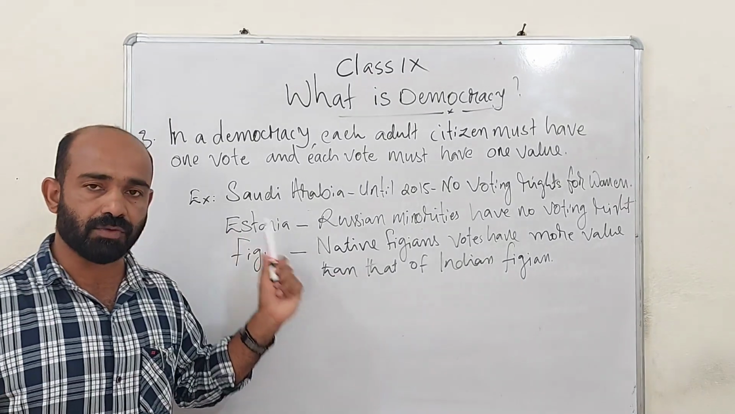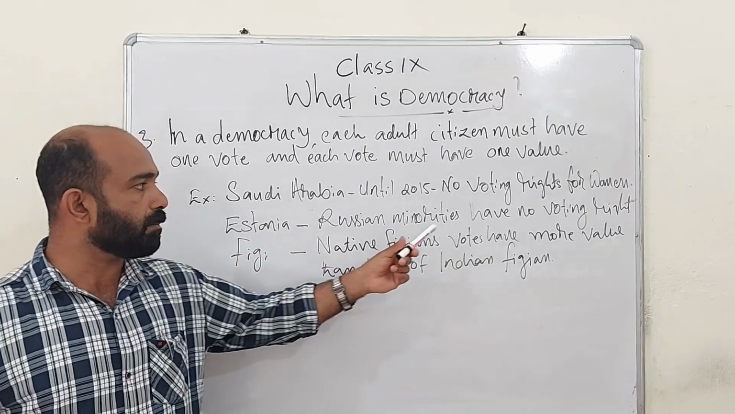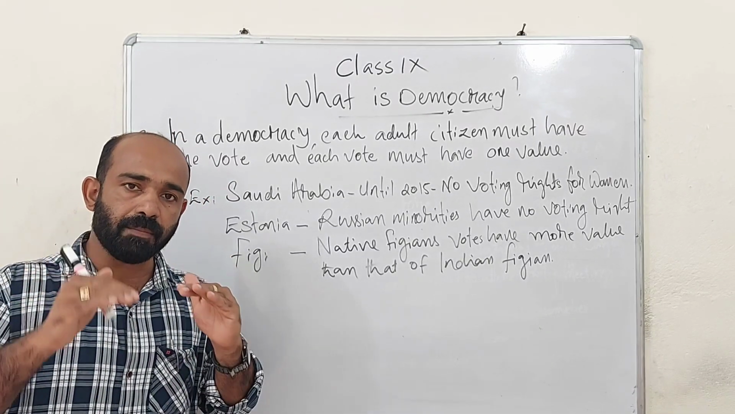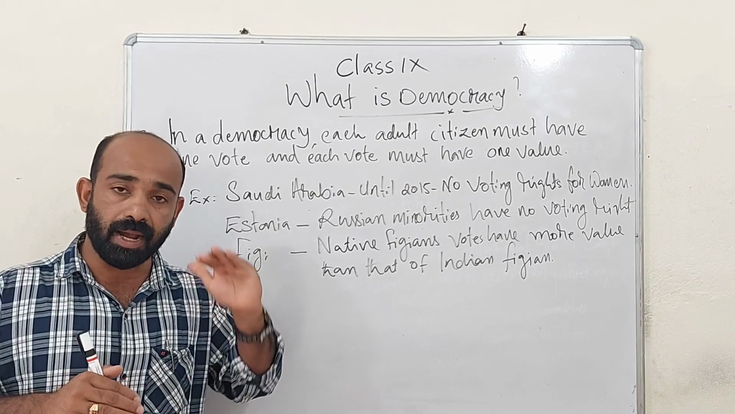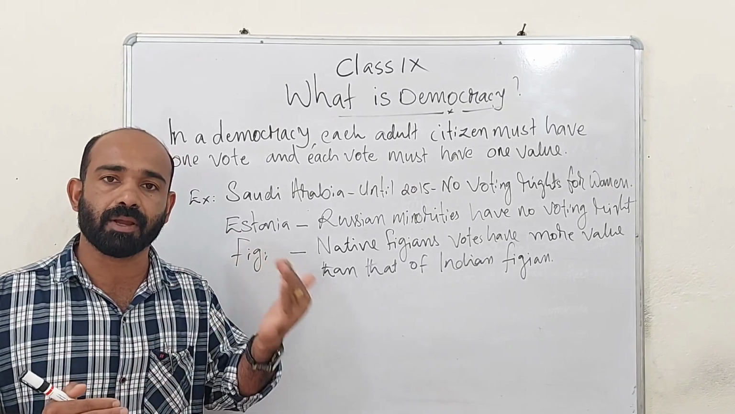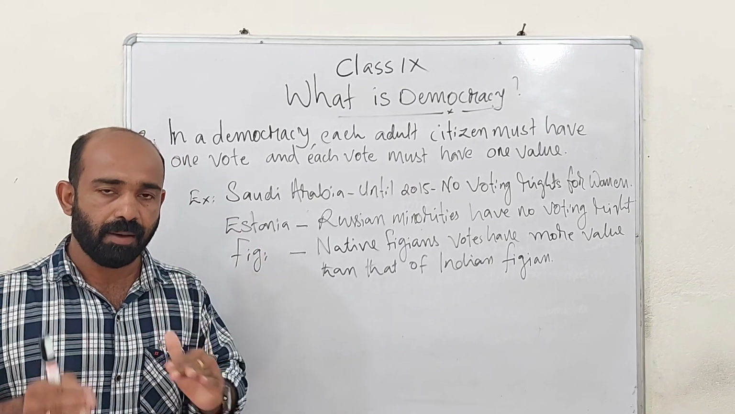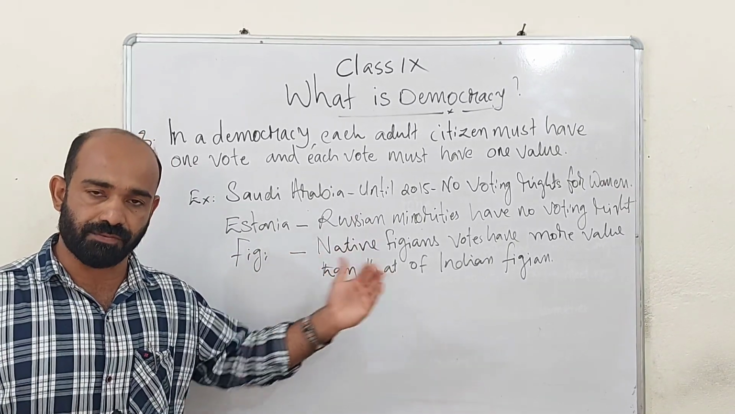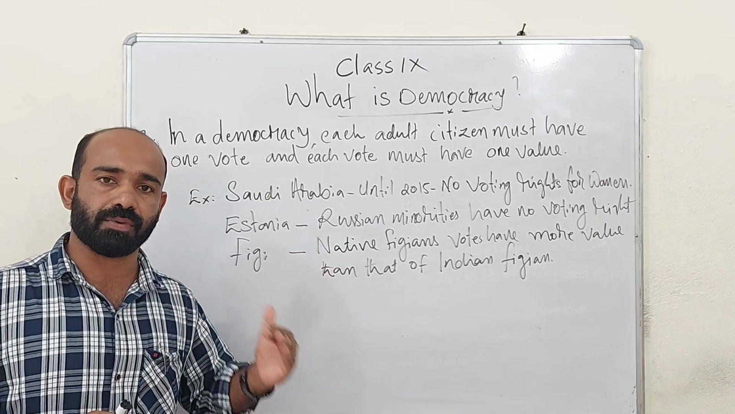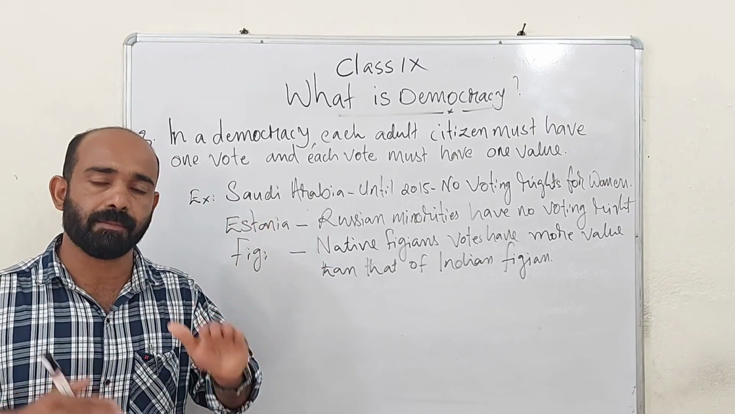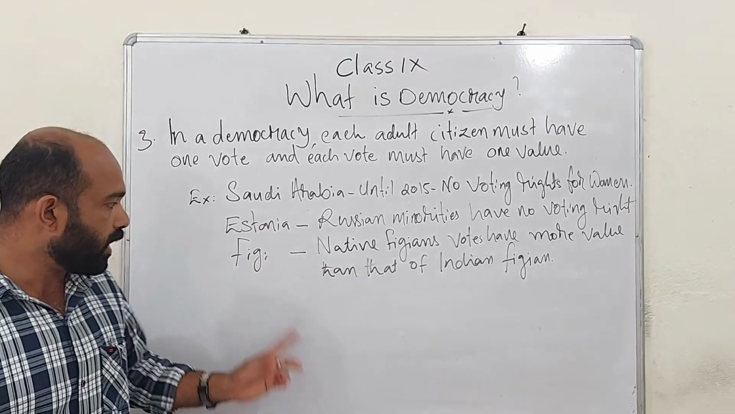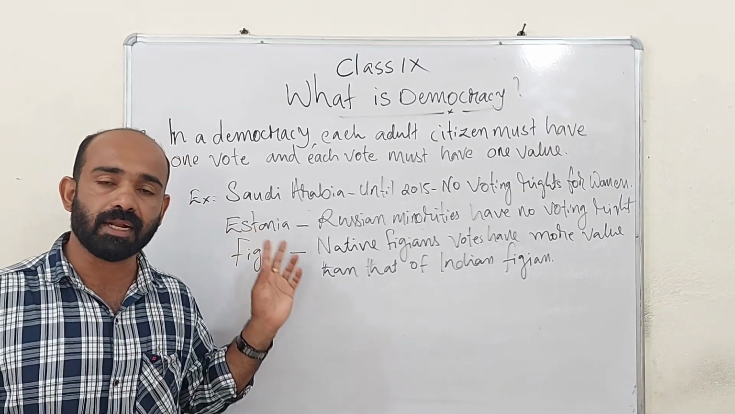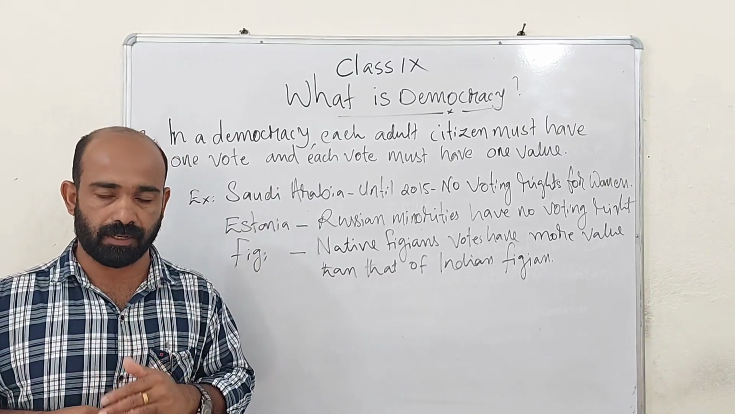And in the case of Estonia, Russian minorities have no voting right. Russian people were living in Estonia and they became part of Estonia, known as Estonian citizens. But since they were called Russian minorities, even though they were part of Estonia and citizens of Estonia, still they had no voting right. And in the case of Fiji, there were two types of people, the Indian Fijian and the indigenous or native Fijian.